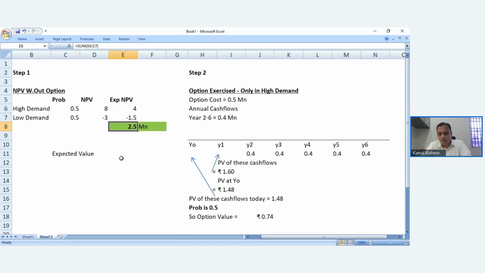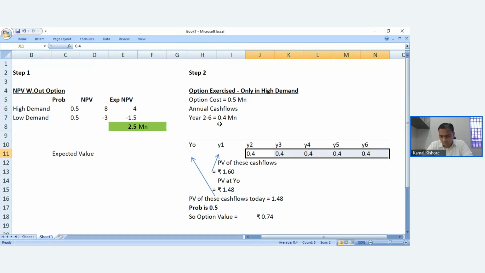Now if I have to consider the option, what is the option cost? Option cost is 0.5 million, which they have given, and the option will be exercised only if demand is high. If I exercise the option, they're telling your cash flows will be year 2 to 6, 0.4 million, which I am putting on a timeline. So year 2 to 6, my cash flows, 5 years cash flows: year 2, 3, 4, 5, and 6.